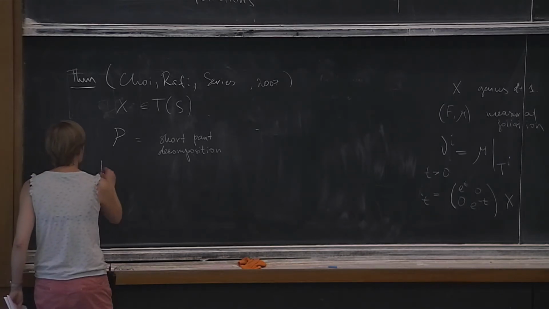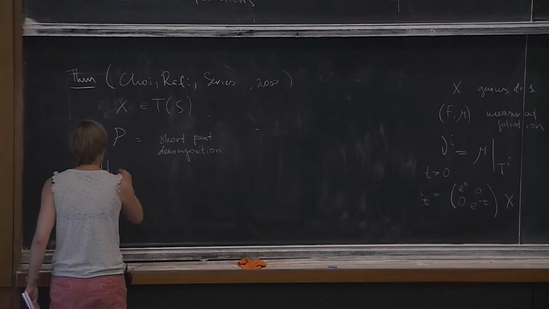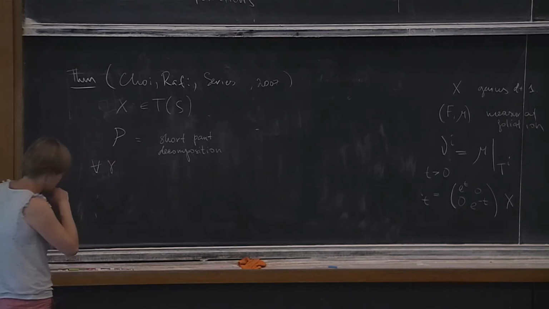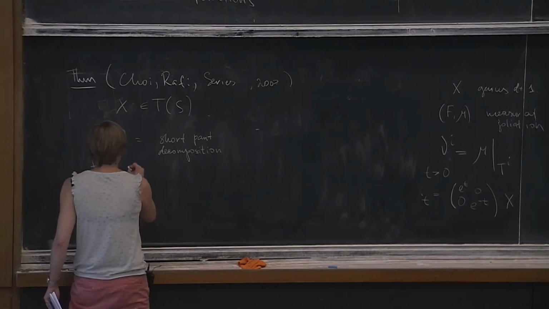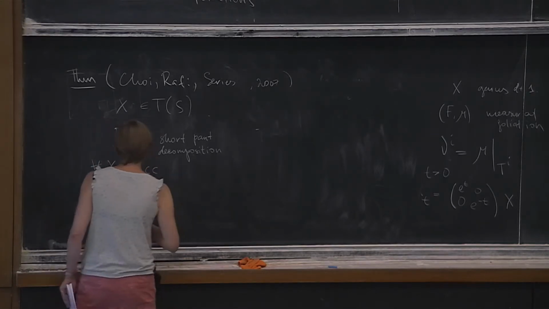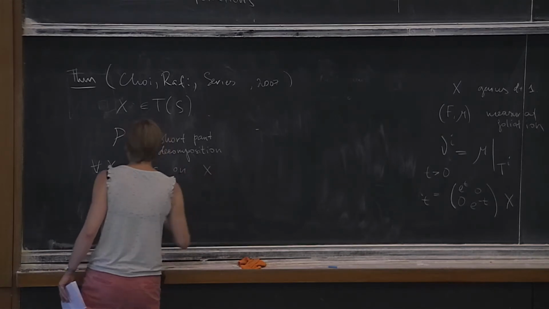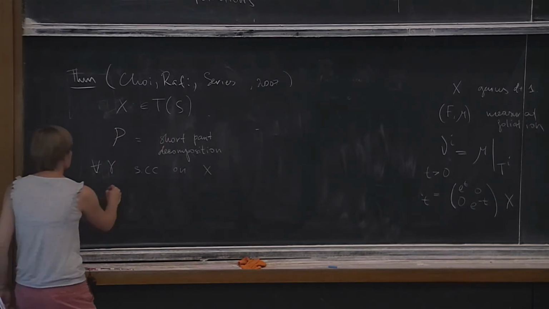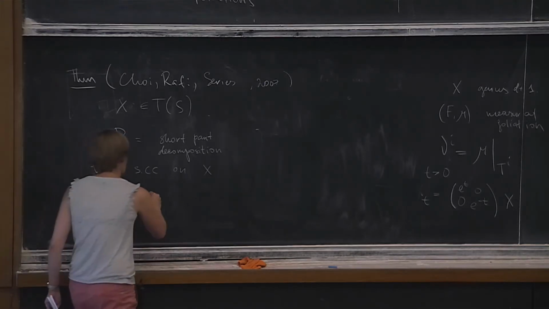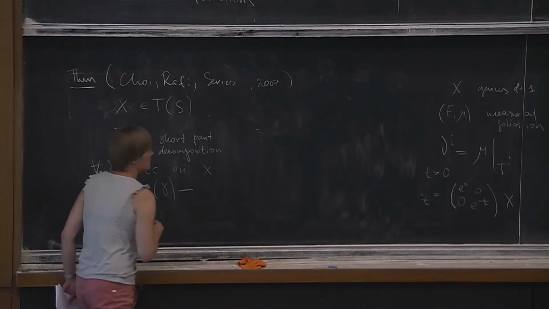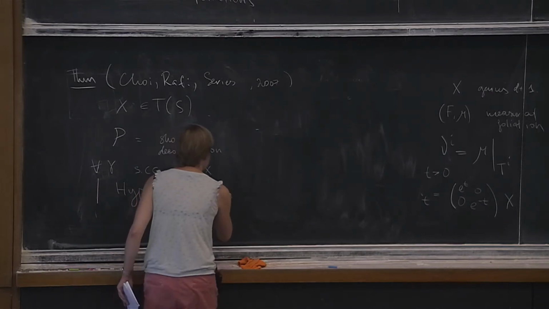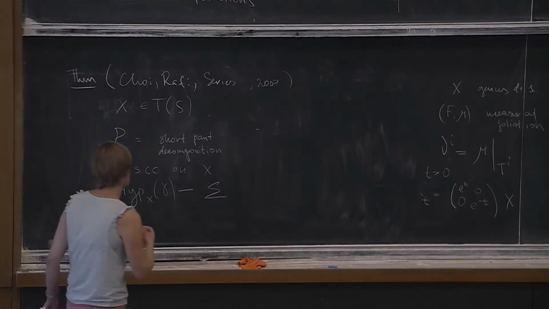So then the hyperbolic length, for any simple closed curve gamma, well, geodesic, of course. So the hyperbolic length of gamma minus, and then I take all the contributions to the length of gamma from the curves in the short pants decomposition.